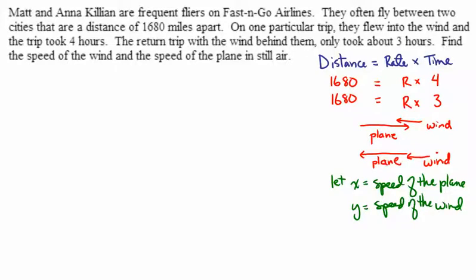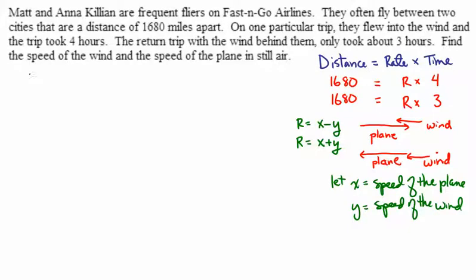then we're going to be able to construct two equations. Now the key to this is that going, you have the speed of the plane minus the speed of the wind, because the speed of the wind is going to reduce the speed of the plane. Coming back, you have the speed of the wind adding to the speed of the plane. So you're going to add those two together. And what we end up with then is an equation that's going to look like this.